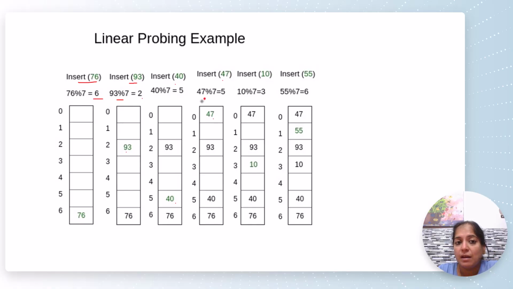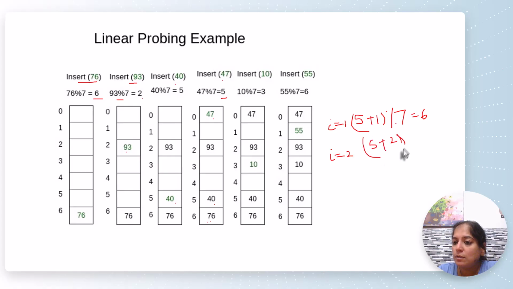So for 47 we get 5. 5 is already occupied. So we will use linear probing. We will do 5 plus 1 mod 7, which gives us 6. But 6 is already occupied. So we will go for i equals 2. This is i equals 1, i equals 2. So 5 plus 2 mod 7 gives us 0, and 0 is vacant. So 47 is stored at index 0.